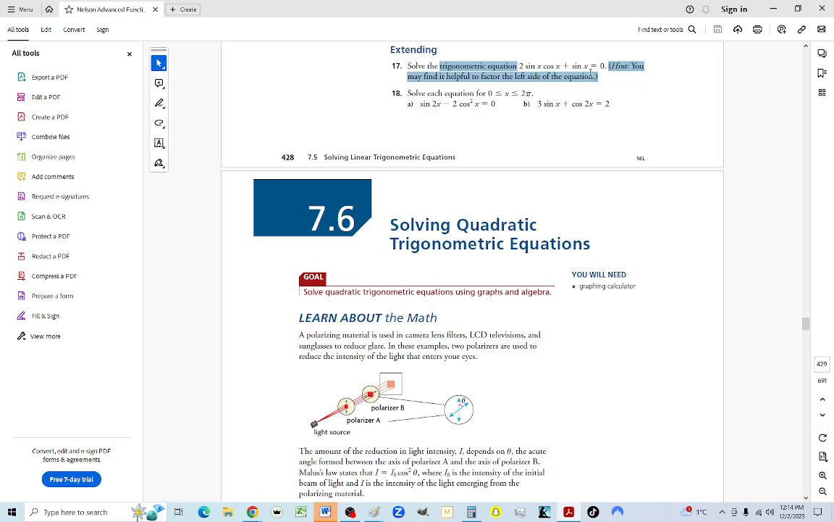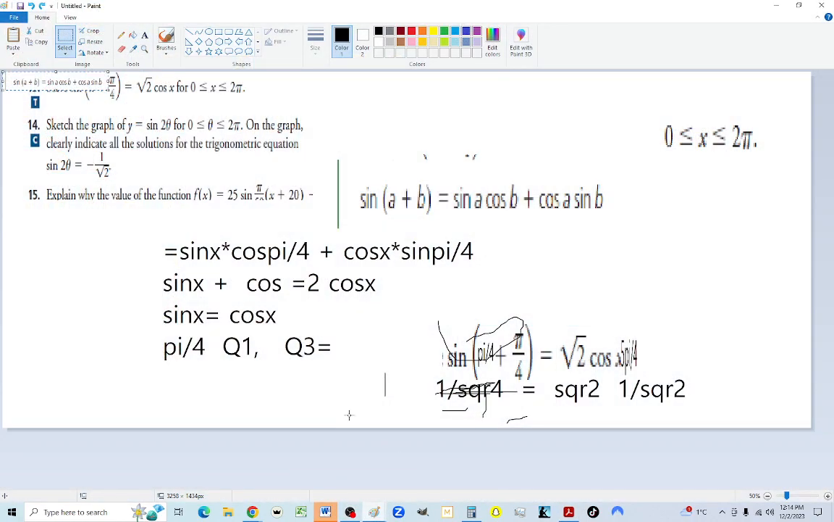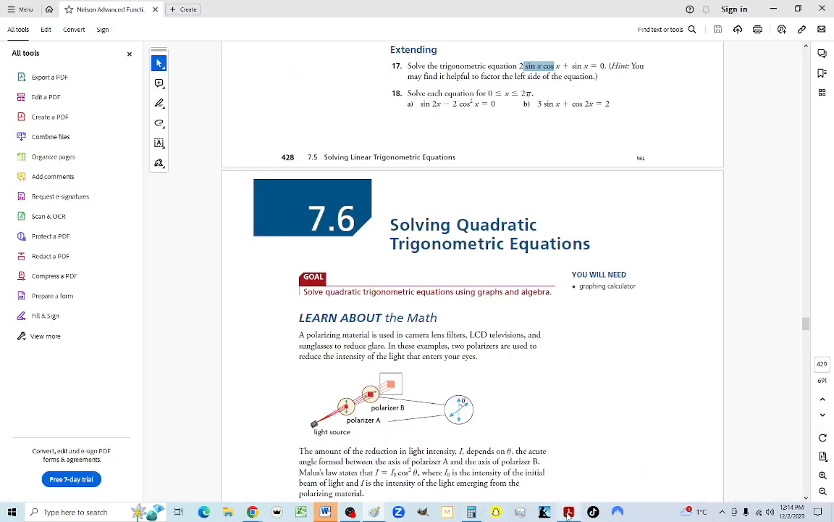Factor. Oh, well, I mean, that looks like, oh, I see. Yeah, that's well worth it. 17 and 18 are actually probably worth doing. Ah, come on. Stop doing this.